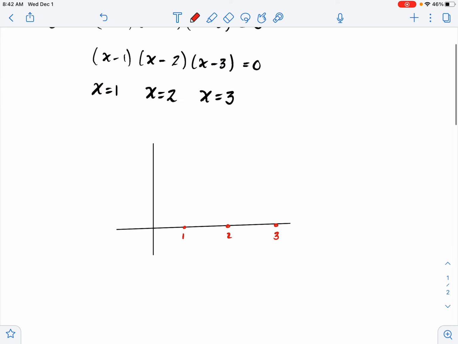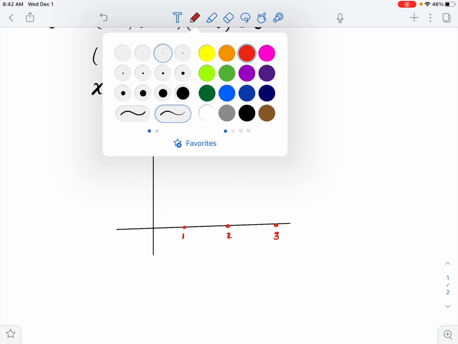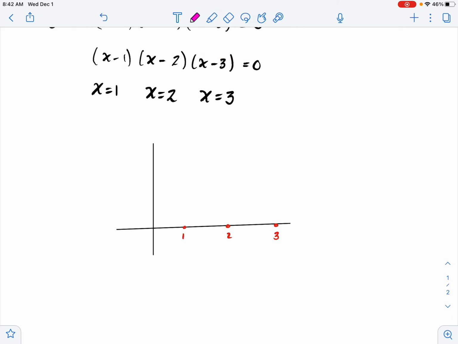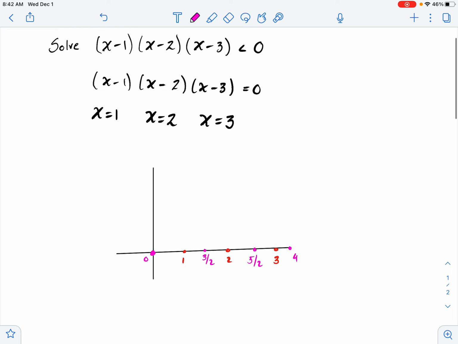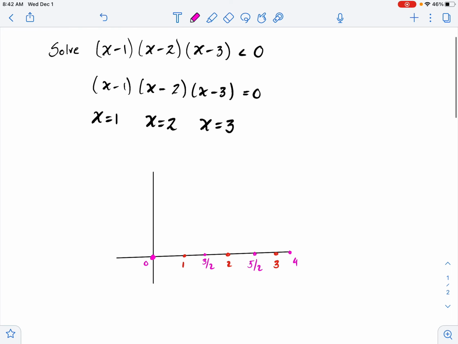What I'm going to do is take a value of x on either side of and in between these roots. I'll take a value of x to the left of 1, so maybe 0. I'll take a value in between 1 and 2, say 3 over 2. I'll take a value in between 2 and 3, so 5 over 2. And then I'll take a value out here, an integer, 4. I'm going to find the value of my function at each of these 4 values.